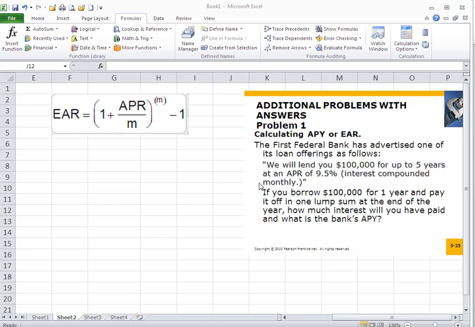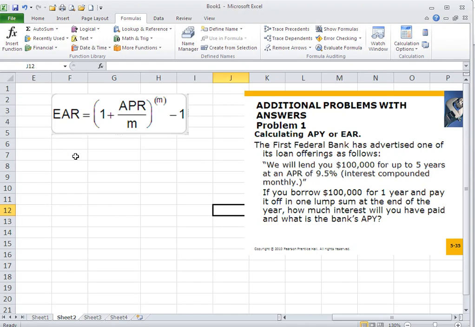So here's a problem I pulled from the end of your PowerPoint slides. It says the First Federal Bank has advertised one of its loan offerings as follows. We will lend you $100,000 for up to 5 years at an APR of 9.5%, interest compounded monthly. As you know by now, the APR does not take into account that we're compounding this monthly, which is why if we calculate the APY we will get a different rate. So let's go ahead and see if we can calculate what the APY would be based on that information.